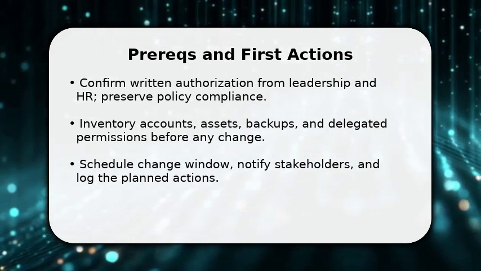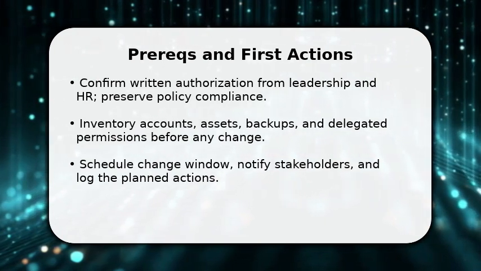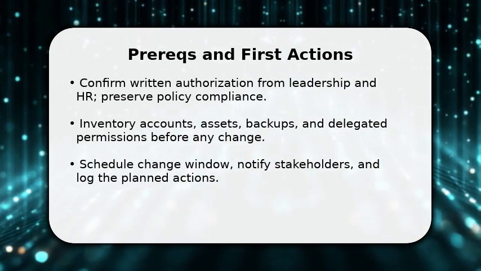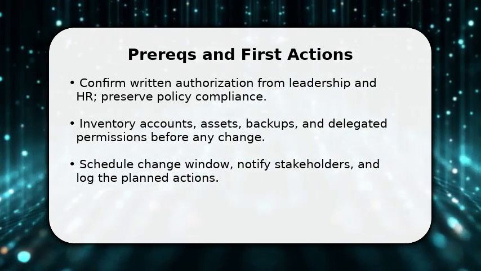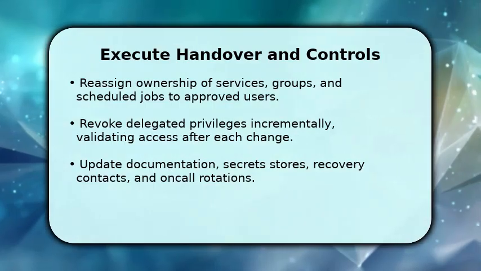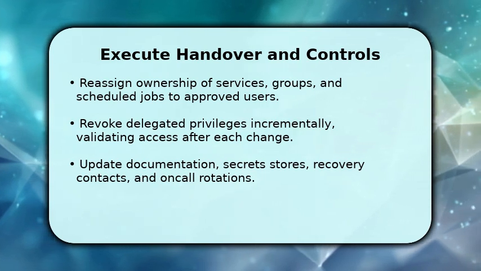That prevents surprise outages. Make sure to record the planned steps in a change ticket or approval record, so every action is traceable and reversible if needed. You now perform the secure handover. Transfer ownership of critical services and scheduled tasks to the designated replacements and confirm they can perform required operations.